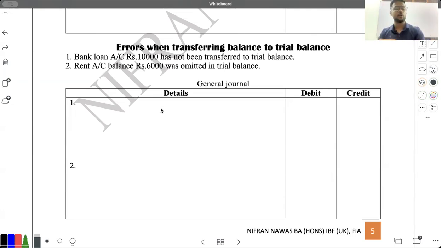I don't know how many of you have done this question. In case you haven't, let me give you about 2 minutes. I want you to prepare the journal entry for transaction number 1. Can you please do this? Tell me what's the answer you get. Bank loan 10,000 has not been transferred to the trial balance. What's the correction entry to record this transaction?